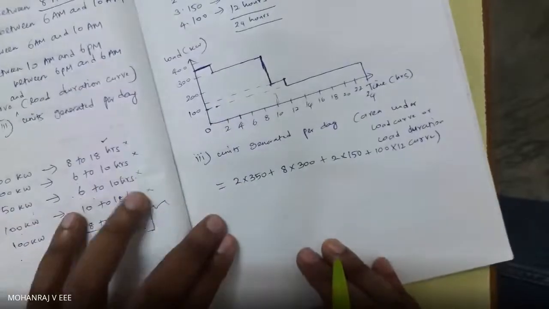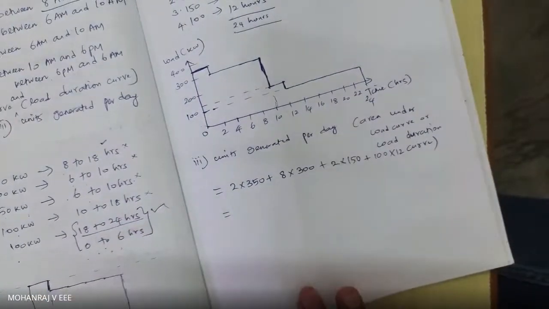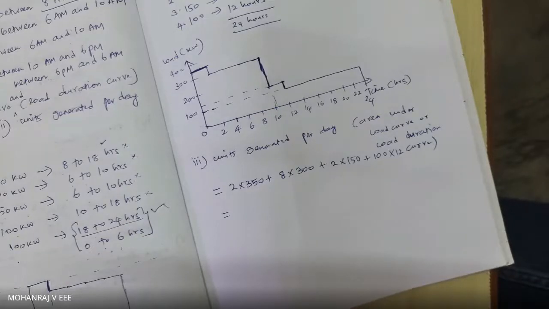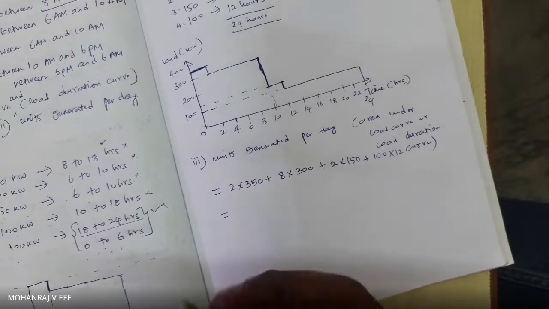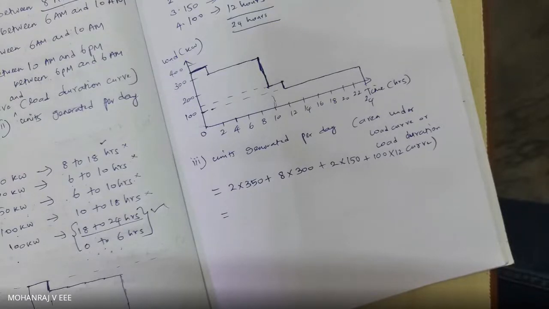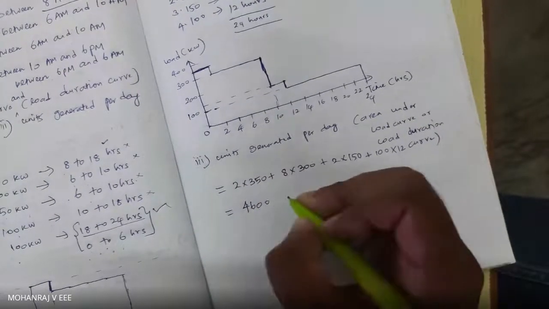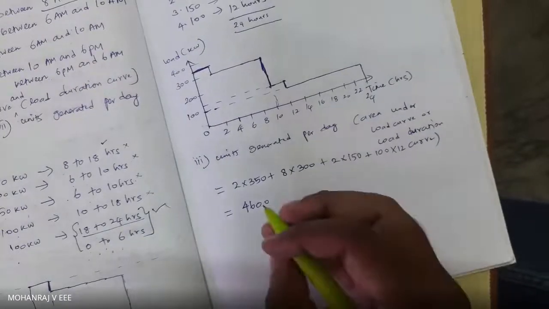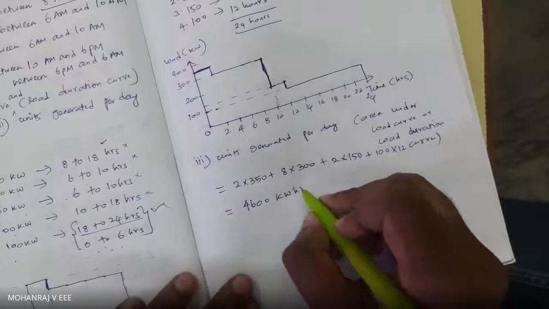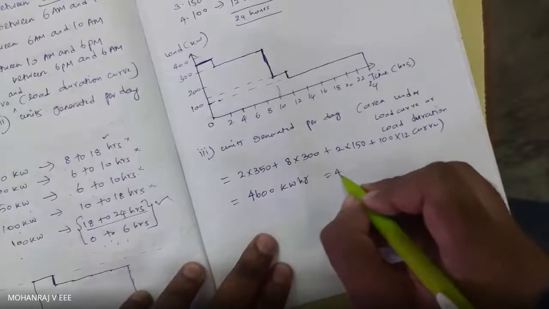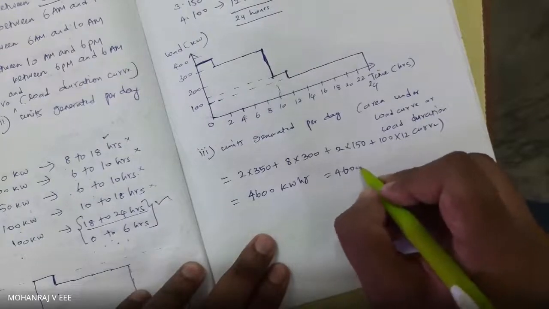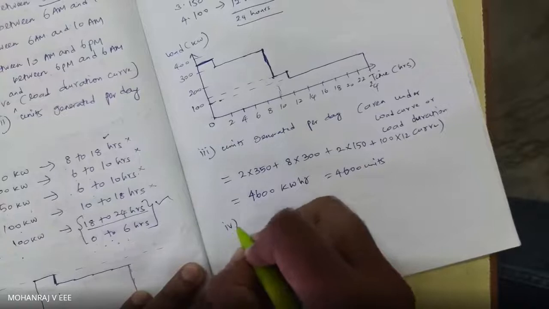So that is equal to 4,600 kilowatt hour, which is equal to 4,600 units. Right.